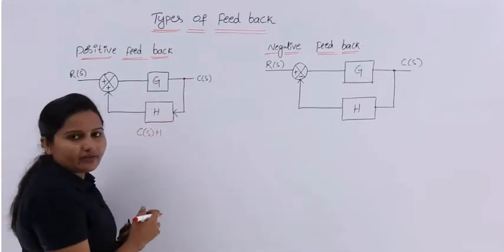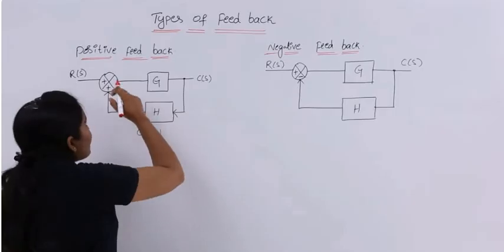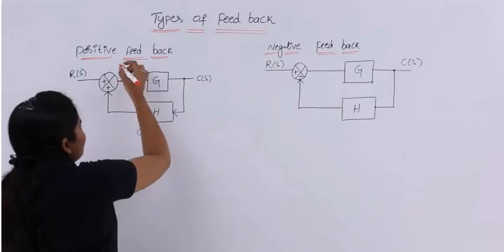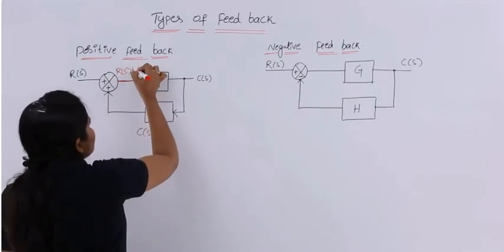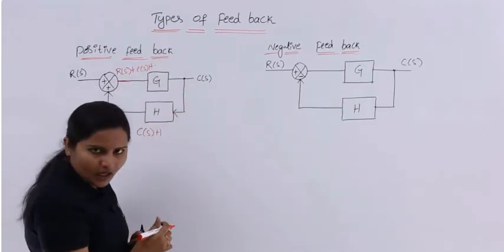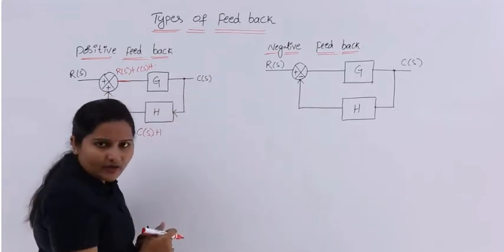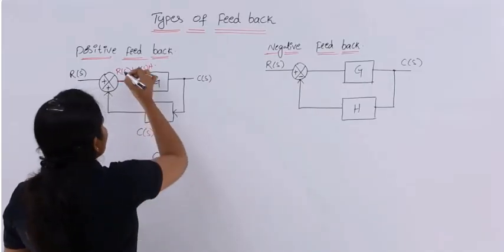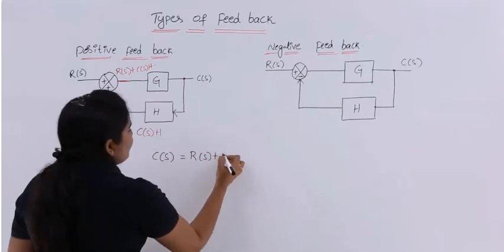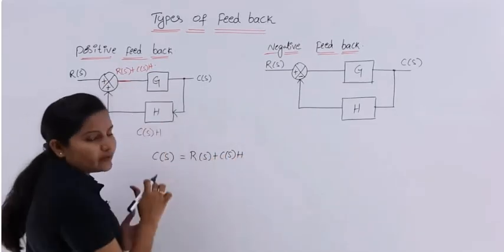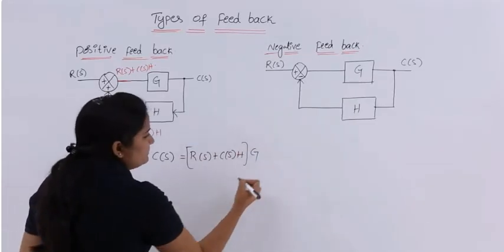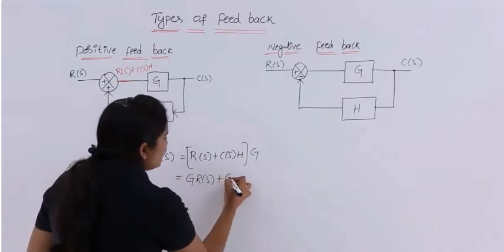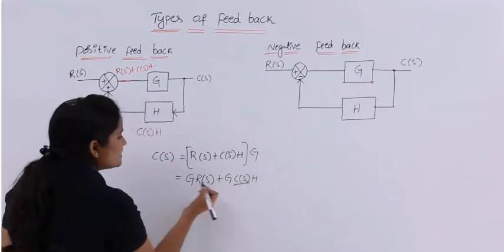This signal is multiplied with this gain. Now I am going to add R(S) with C(S) into H. So the resultant value from this line is R(S) plus C(S) into H. Now if you want to write the C(S) equation after giving this feedback, then C(S) is equivalent to R(S) plus C(S) into H, the signal out from here, and the gain is G. So this is equivalent to G into R(S) plus G into C(S) into H.